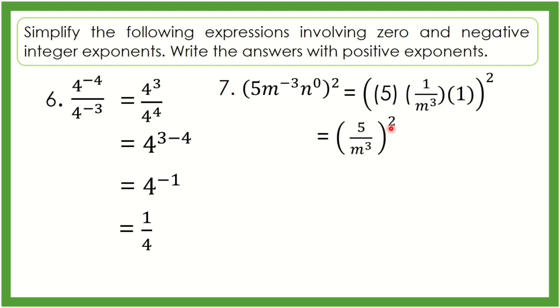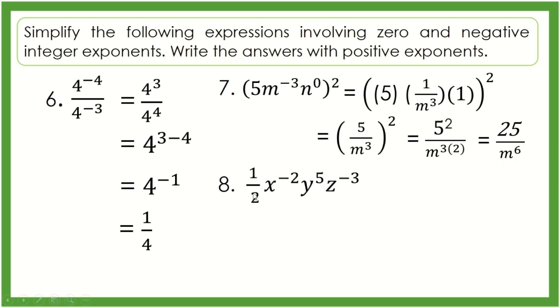Okay, so meron po tayong squared dito. Apply natin yung power rule, power of a power. Okay, so 5. So, ang exponent ni 5 ay 1. So, we have 1 times 2. So, the exponent is 2. M cube, multiply natin sa exponent na 2. So, we have m raised to 3 times 2. Let's simplify. 5 squared is 25. M raised to 3 times 2 is 6. So, this is our answer.